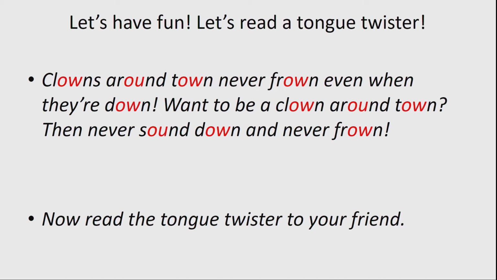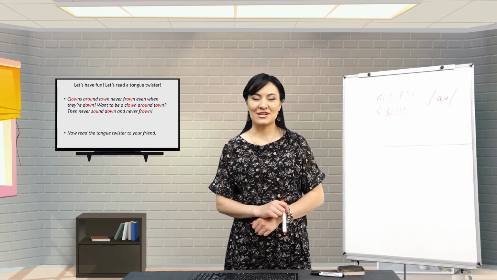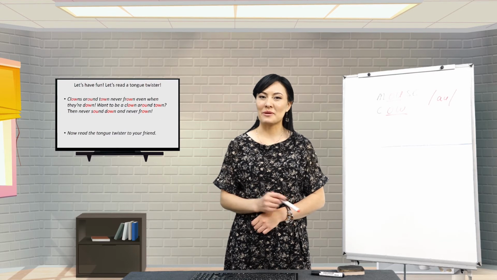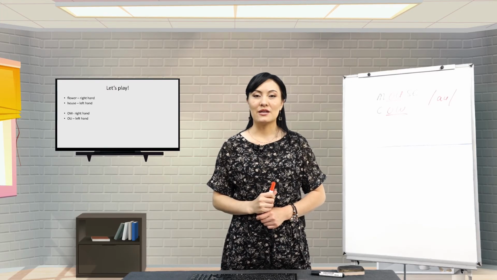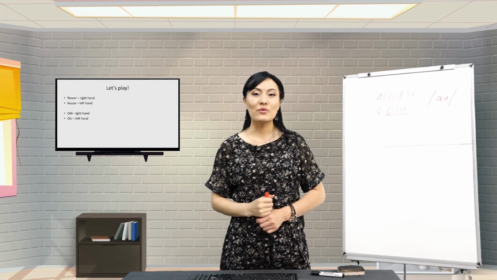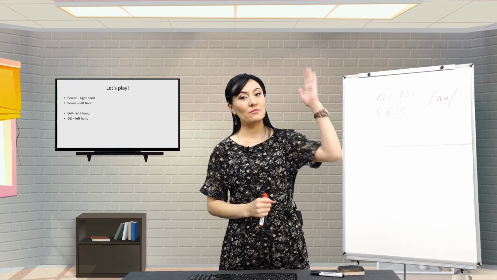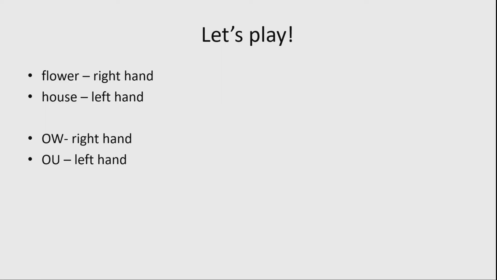Try to read this tongue twister with your friend. Okay, how did you manage to say this tongue twister? Did you like it? Remember these sounds. Good. Let's play. I show you a picture, you say the word, and if the word has letters O, W, you put up your right hand. If the word has letters O, U, you put up your left hand. For example, flower, you put right hand. House, you put up left hand. Are you ready? Let's go.